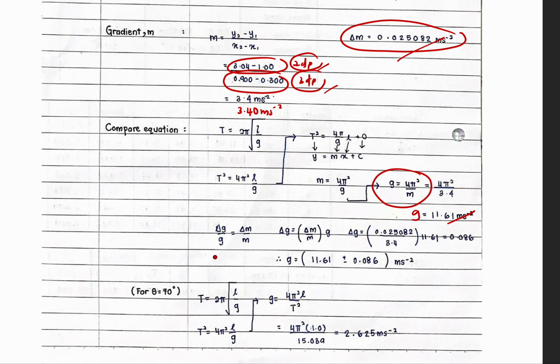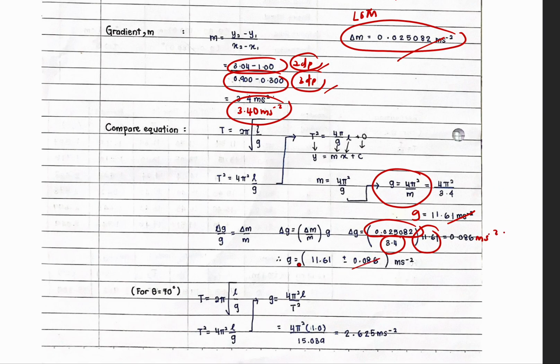Okay, so next what we need to do, we need to calculate delta G. Delta G is the uncertainty untuk G. So kita ambil delta M bahagi dengan M darab dengan G. So delta M adalah nilai yang awak dapat daripada least square method tadi, yang Excel least square method. Okay, dan kita bahagi dengan M, which is gradient yang awak dapat here, from here. Okay, gradient darabkan dengan G yang awak dapat, which is 11.61. So kita dapatlah uncertainty untuk delta G. Don't forget your unit here, ms negative 2.